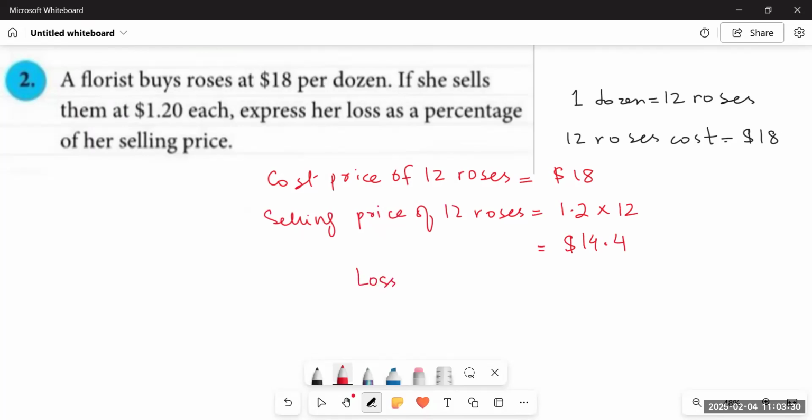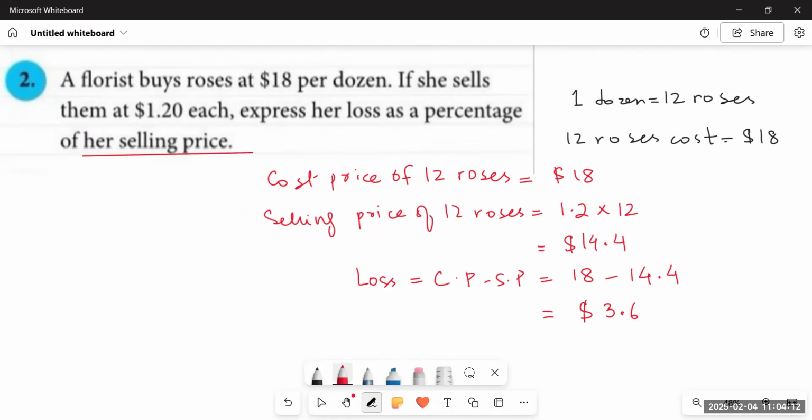So how much loss has she incurred? The loss is equal to cost price minus selling price. What is the cost price? 18. And it's clear that there is a loss, since she bought the roses at a price of $18, but she sold them at a lower price, that is a total of $14.4. So there is a loss of $3.6, right? This is the loss. After we have calculated the loss, what we have to do, we have to express her loss as a percentage of her selling price, right?